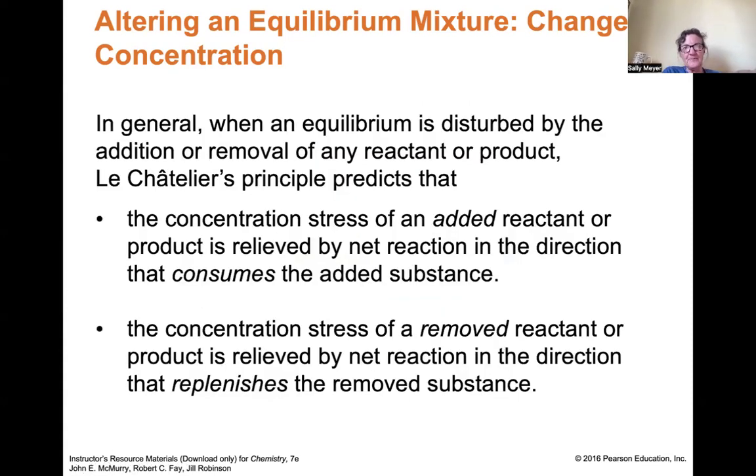So in general, when an equilibrium is disturbed by the addition or removal of any reactant or product, Le Chatelier's principle predicts that the concentration stress of an added reactant or product is relieved by net reaction in the direction that consumes that added substance. And the concentration stress of a removed reactant or product is relieved by net reaction in the direction that replenishes the removed substance. So you could change the concentration of reactant or product by adding more or by subtracting some.